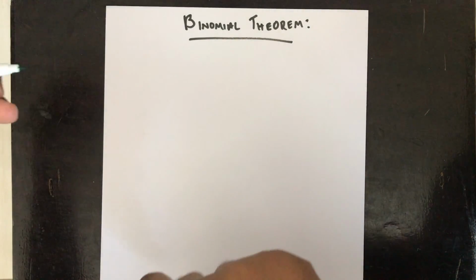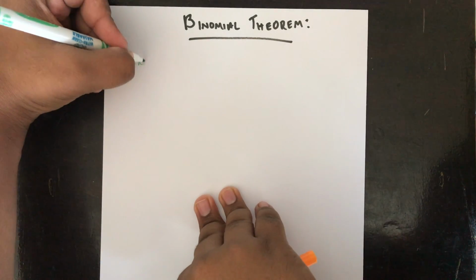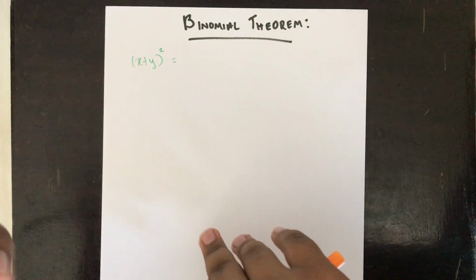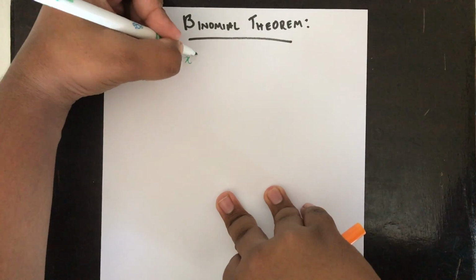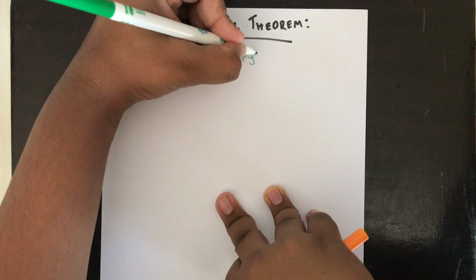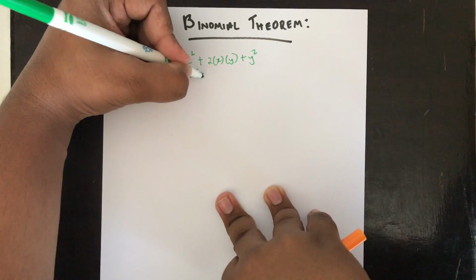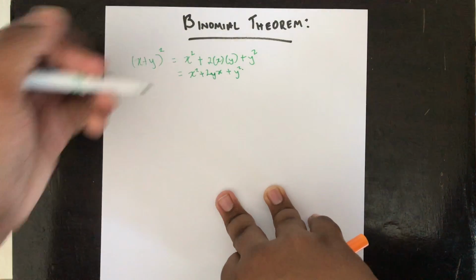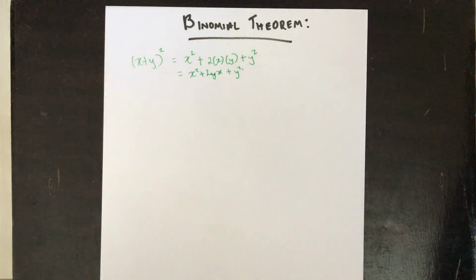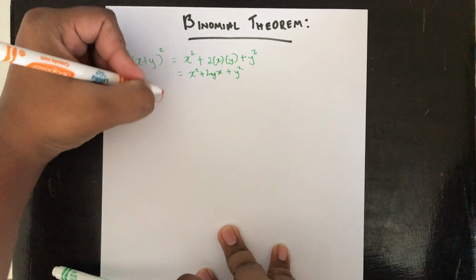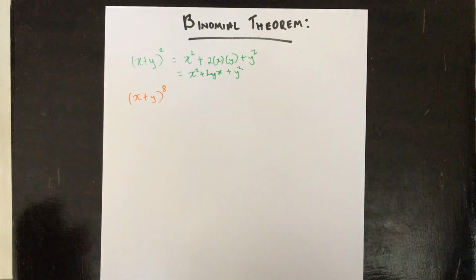So if I were to ask you, how do you expand (x + y)²? It's very simple. I'm sure you know this. It's just going to be x² + 2 into x into y + y², which is x² + 2yx, or 2xy, + y². That's easy stuff. Suppose now if I were to ask you, expand (x + y)⁸.